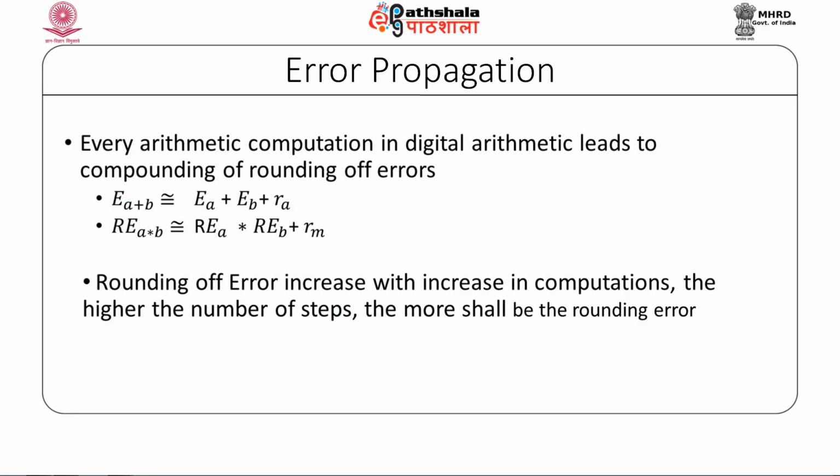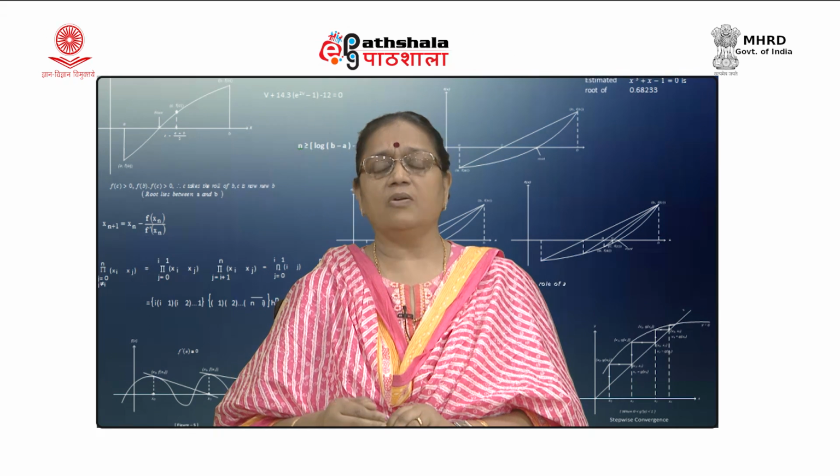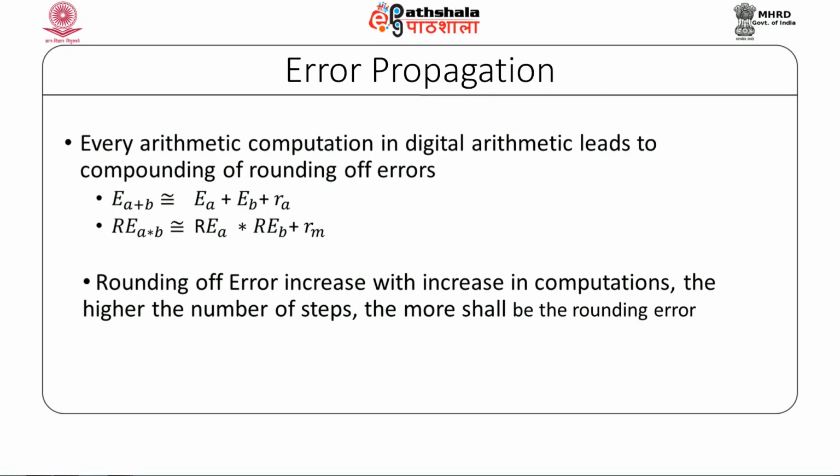I have just listed two formulas here. In addition, the error in A plus B is the error in A plus the error in B, and plus a new rounding off error will occur. When you are adding, rounding off errors are getting compounded and one new rounding off error will occur. So, the error will increase. In the same way, in the case of multiplication, the relative error in A into B is the relative error in A plus the relative error in B, and plus again a rounding off error due to multiplication. Similarly for subtraction, and subtraction many times could be more serious.